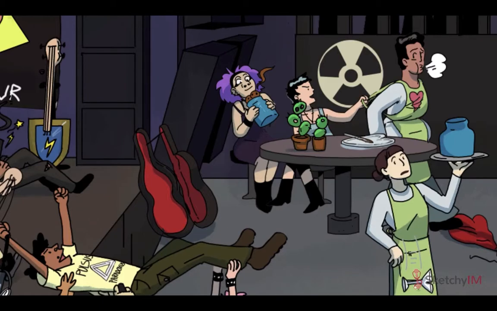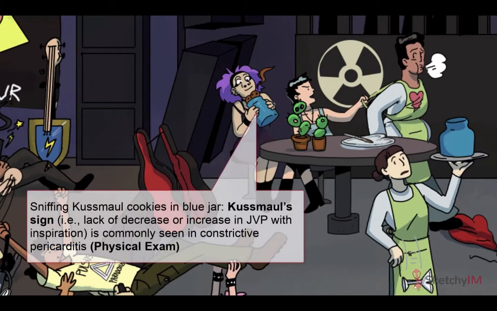So metal? Anyway, one classic finding in right-sided heart failure is Kussmaul sign, in which the JVP doesn't decrease or even increases with inspiration. Hence this fan taking in a huge whiff of those recurring Kussmaul cookies sitting in that big blue jar. What? Haven't you heard? Cookies are so metal.